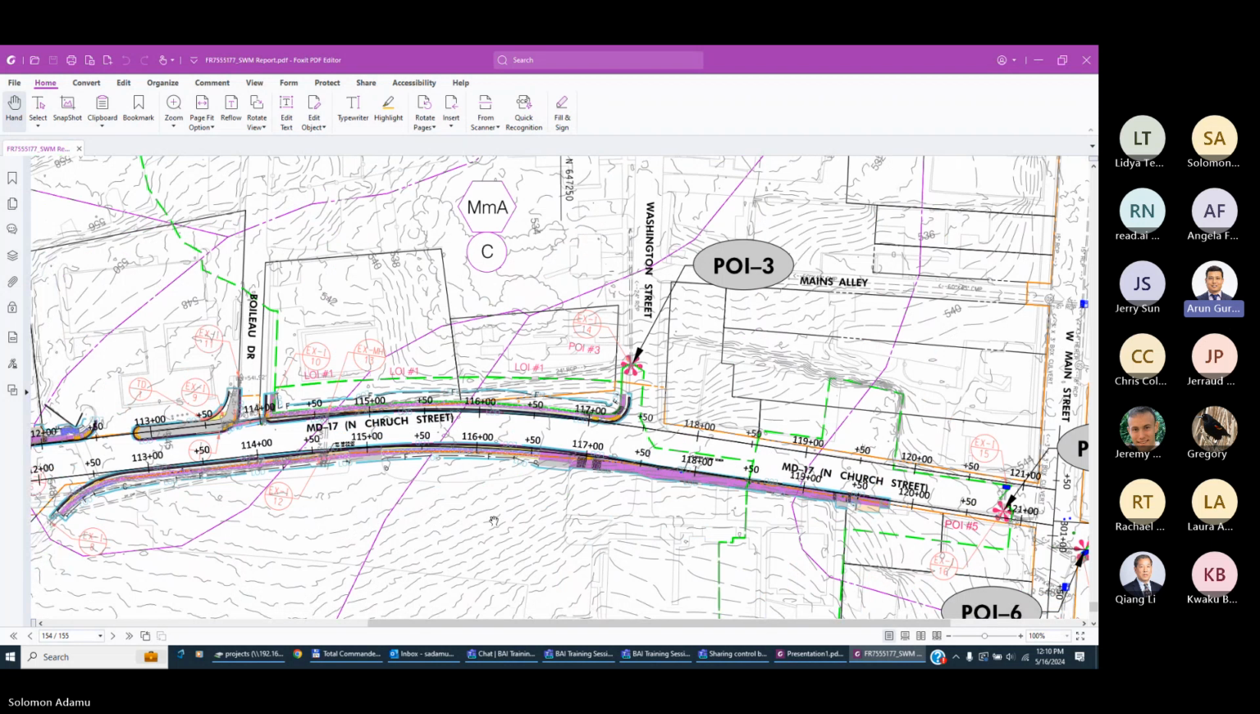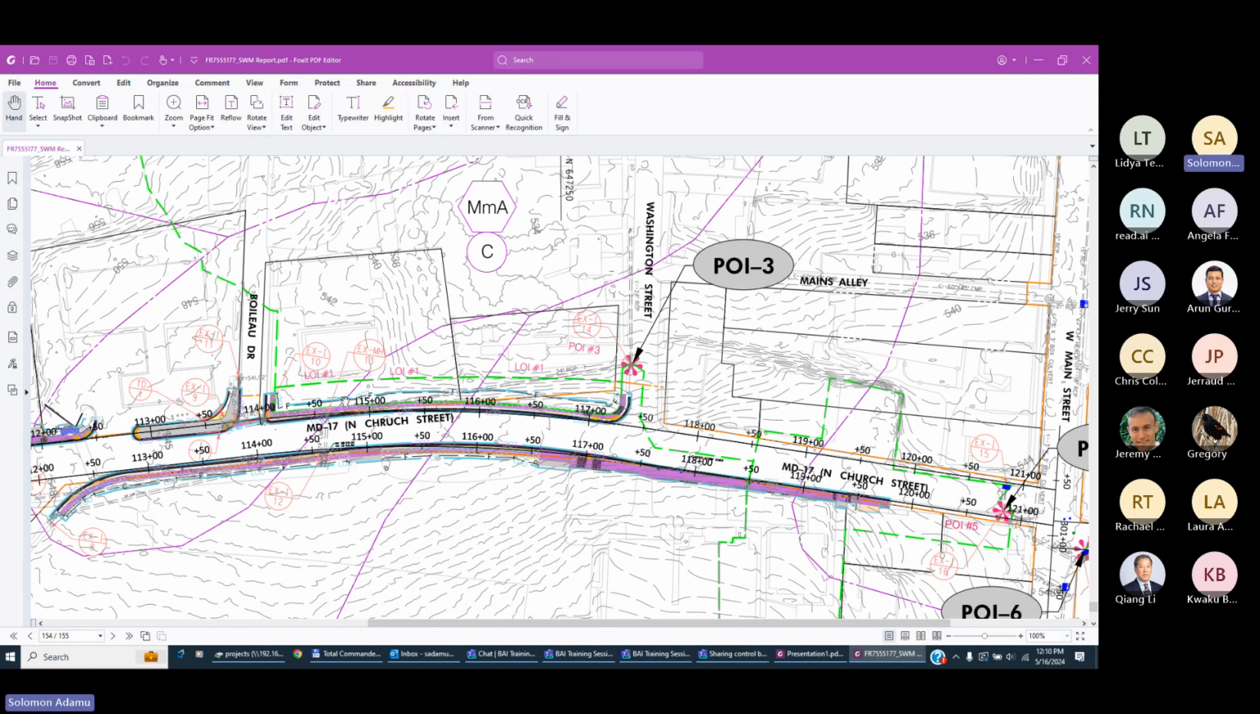And as Solomon mentioned, all the LODs should be within the drainage area of at least one POI. We cannot just leave a LOD out of our study points and not consider it in our stormwater management computations. All LODs should be covered by one POI. Yeah, so this is an example of an LOI.